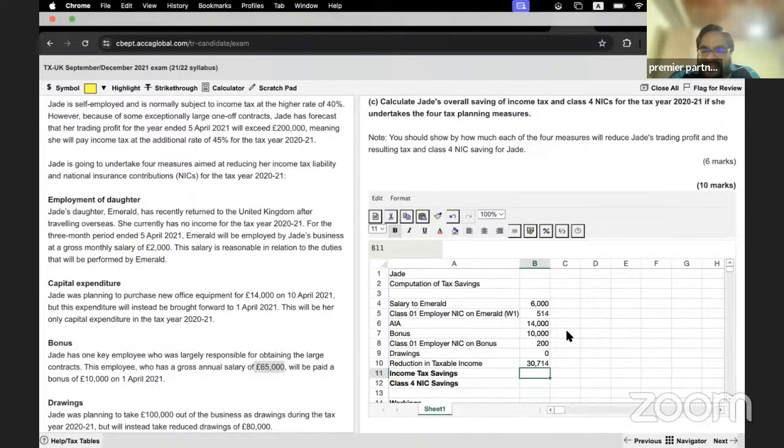Anyone else who has a different answer? 45%, yes. Because guys, above 200,000 means she is going to be an additional rate taxpayer. So if she is an additional rate taxpayer, now out of her income, 30,714 will be taken out, which was supposed to be exposed to the additional rate. So tax savings is going to come down by 45%.